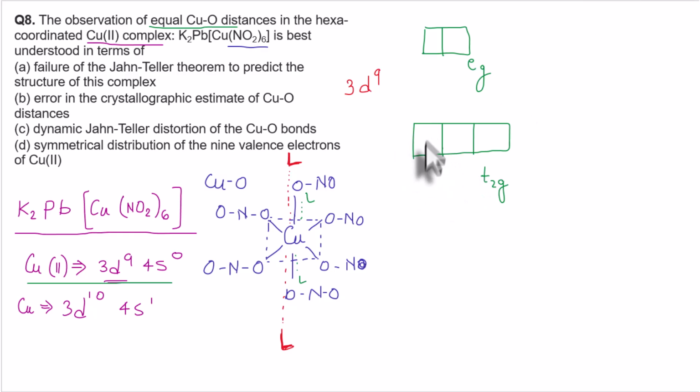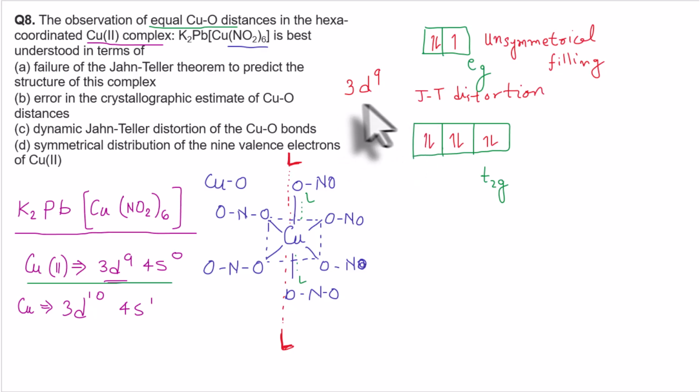We know very well that in a d9 situation, there will be unsymmetrical filling of the eg orbitals like this. In any case, high spin or low spin complexes, d9 is always an unsymmetrical filling of the eg orbitals and it shows Jahn-Teller distortion. So there is a difference in bond lengths along the axial axis. One of them is a longer or shorter bond compared to the remaining equatorial bonds. But in this complex, the Cu-O bonds are equal.